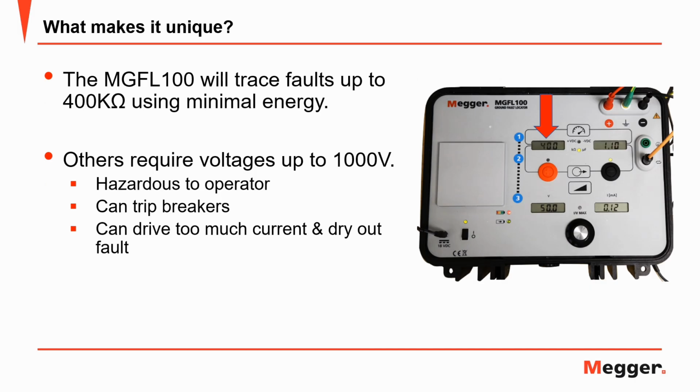The MGFL100 will trace faults up to 400 k-ohms using minimal energy. Others require hazardous voltages up to 1,000 volts to trace these levels of faults. These high voltages can be hazardous to the operator and they could trip breakers. Plus, these high voltages can drive too much current, thus drying out the fault before it's located.